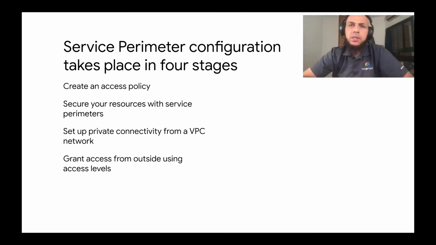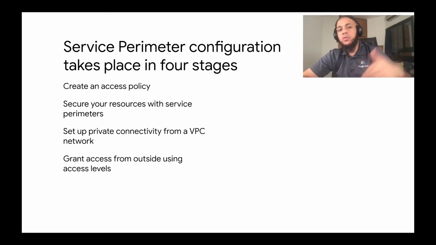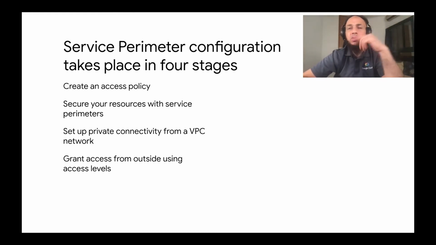There are 4 stages that we're going to have a look at briefly now in a demo to create a service perimeter configuration. First of all, you create an access policy and you define the parameters that allow users with certain attributes to be able to access your perimeter. And then you secure resources with the service perimeter.